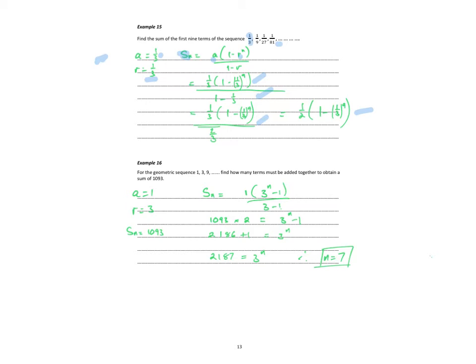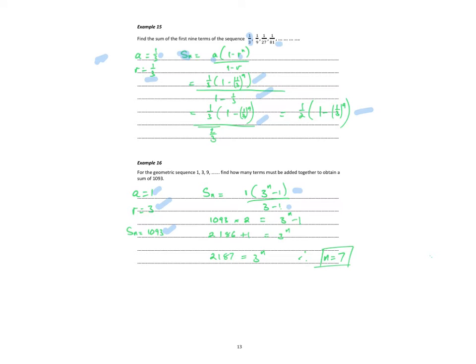Sequence 1, 3, 9, so the first term is obviously 1. We're increasing by a factor of 3 each time, so that's r. And we want the sum of the terms to be 1093. So there's my rule. And I'm going to use this other form, r to the n minus 1, simply because the ratio r is greater than 1.